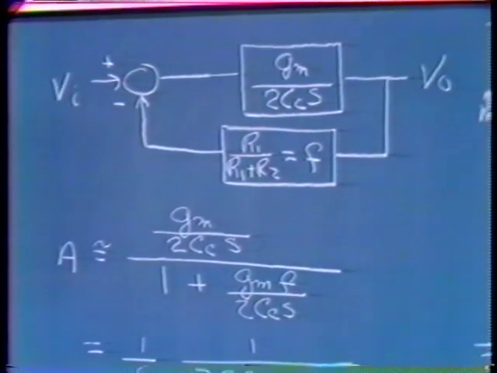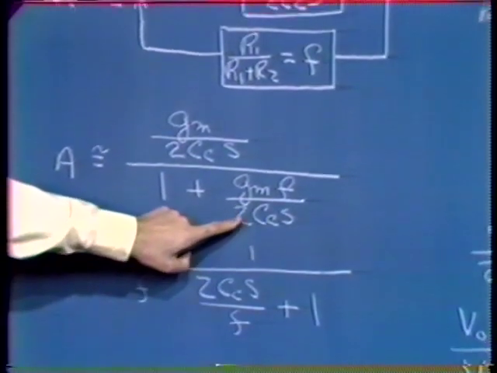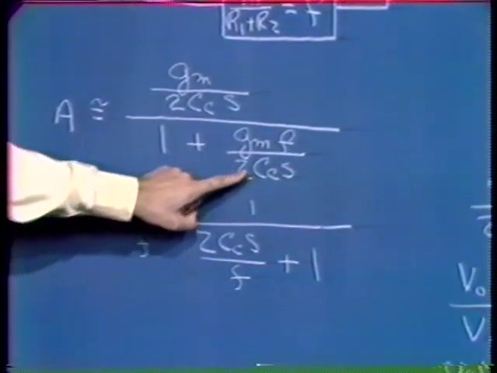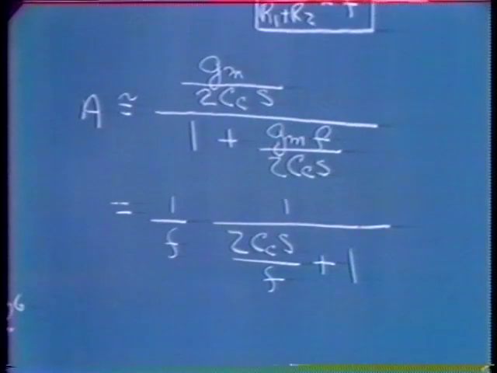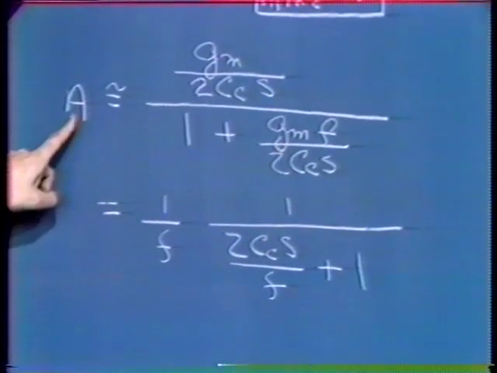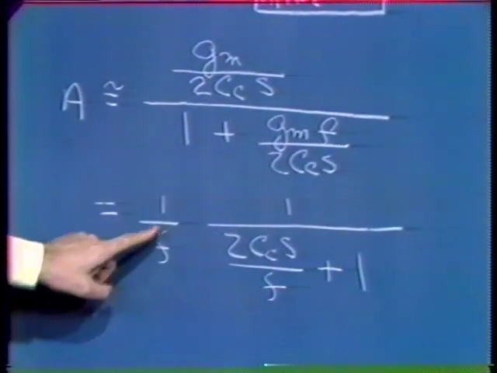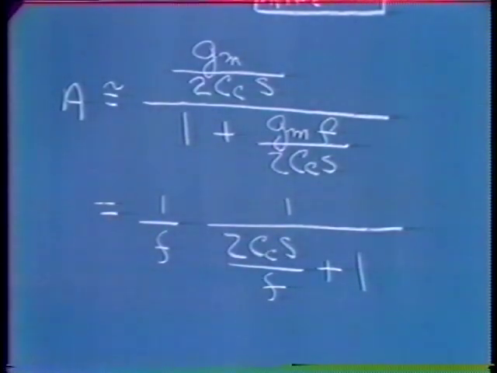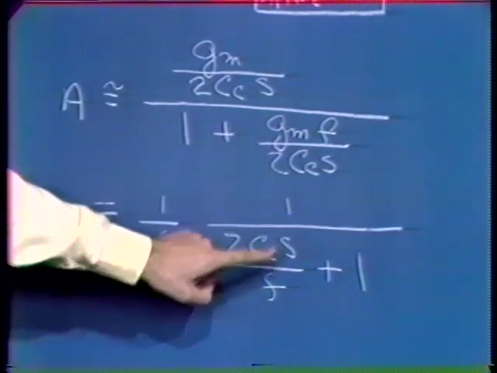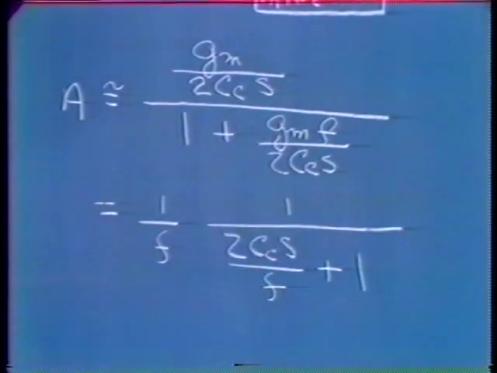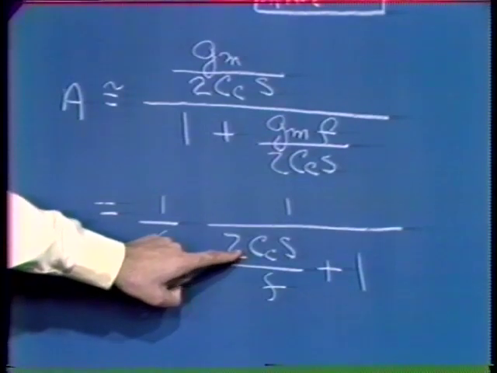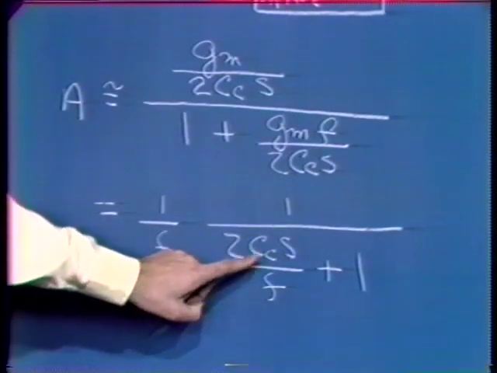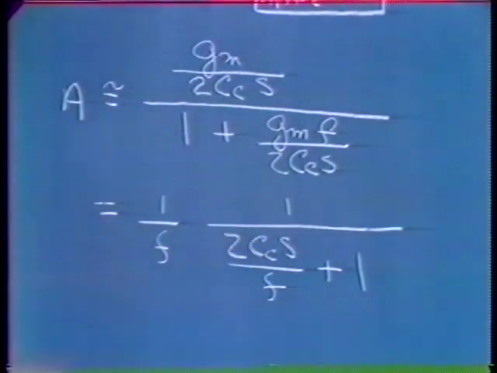And if we rearrange terms, basically multiply numerator and denominator by the reciprocal of the second term in the denominator, we find out that the closed loop gain is single pole, has a value 1 over F, the ideal closed loop gain, which results at low frequencies, and then a single pole roll-off, where the time constant associated with that roll-off is related to the ratio of C sub C and F.